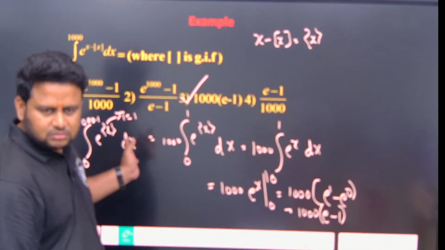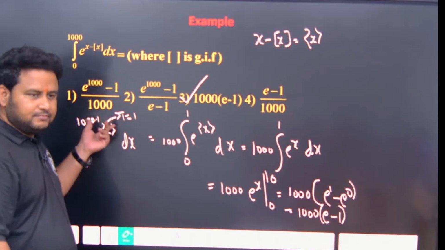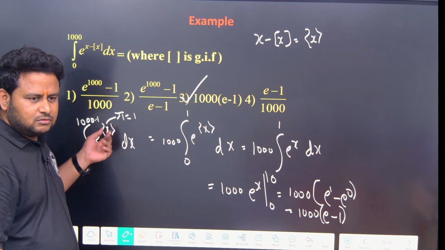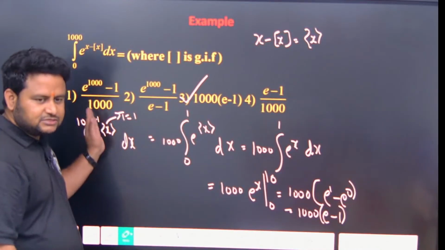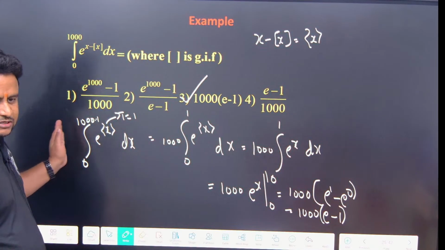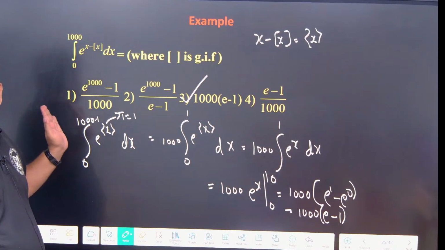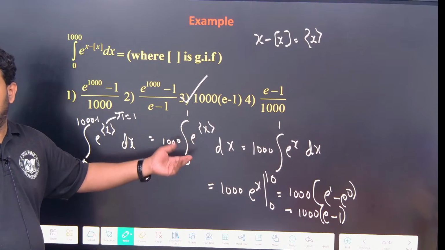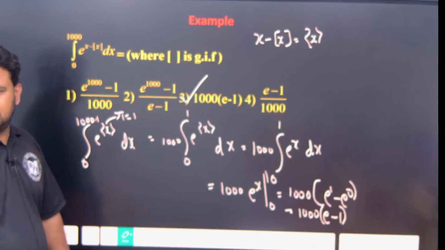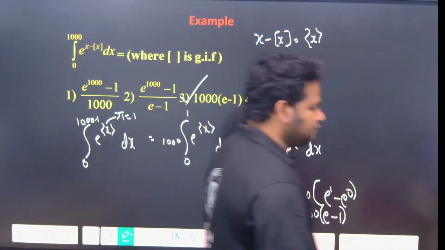Understood? This one, how to do? The period, not understood? Okay, the period of the fractional value is 1. So you can write it as 1000 into 1. Sai Kirti, understood? 1000 you bring it down, that's all. So from 0 to 1 the fractional value of x will be x only. So e power x only, that's all. Okay, write down fast.